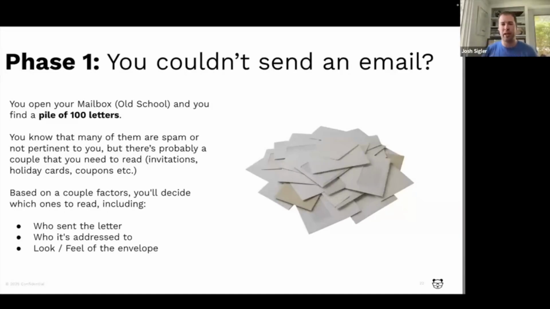And before you do anything, there are a couple of different factions you look at. You're trying to see, what's an invitation that I need? What are some good coupons? Maybe I got holiday cards. Maybe you don't want to read the holiday cards, but you're using some context clues to say, what letters should I open versus what should I throw out? And we're starting at 100.